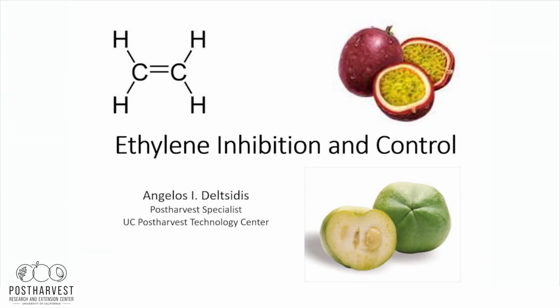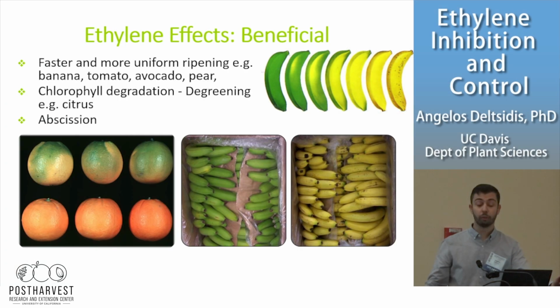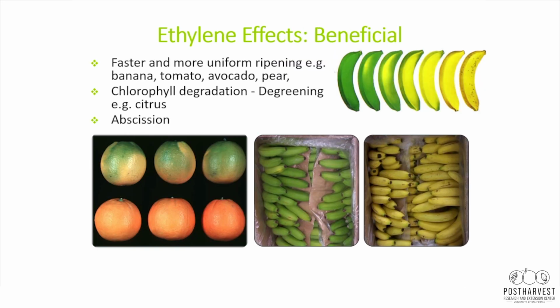And I'll talk to you today about the inhibition and control of ethylene. Let's talk first about the beneficial effects of ethylene. Ethylene promotes faster and uniform ripening, and this is very useful for plants like banana, tomato, avocado, or pear. It also acts as a degreening agent, especially for citrus.